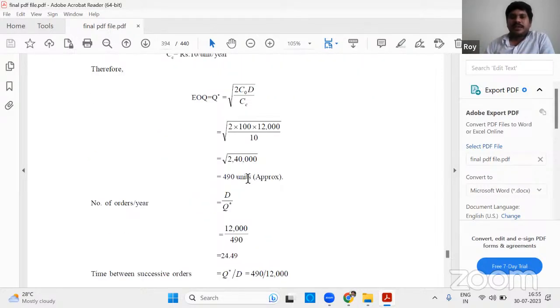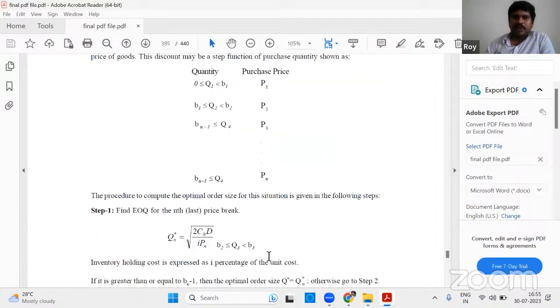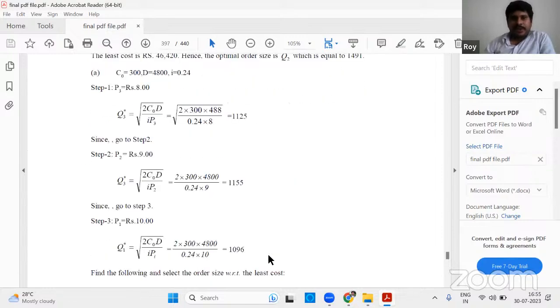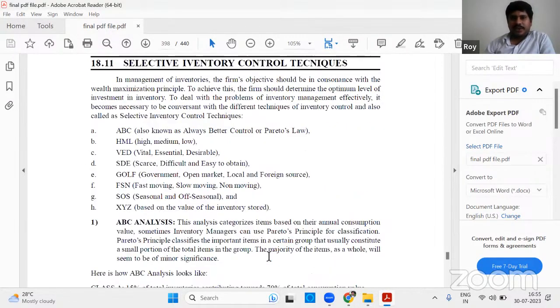Based on this, the number of units you need to order is 490 units. Just go through these sums, they are very easy and important. It may come in the exam also. Just go through these easy sums, don't leave them. Now, another important set of techniques. Please look at this.